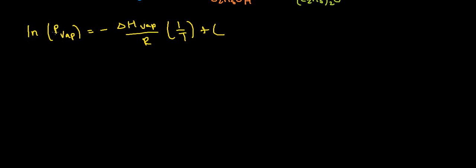This natural log of the vapor pressure, this is what I would be looking for, is equal to negative delta H vap. Delta H vap is the heat of vaporization. It's the amount of energy it takes to vaporize 1 mole of whatever it is I'm looking for. R, everyone's familiar with, and then T is the temperature, and plus C is just the differential equation constant.